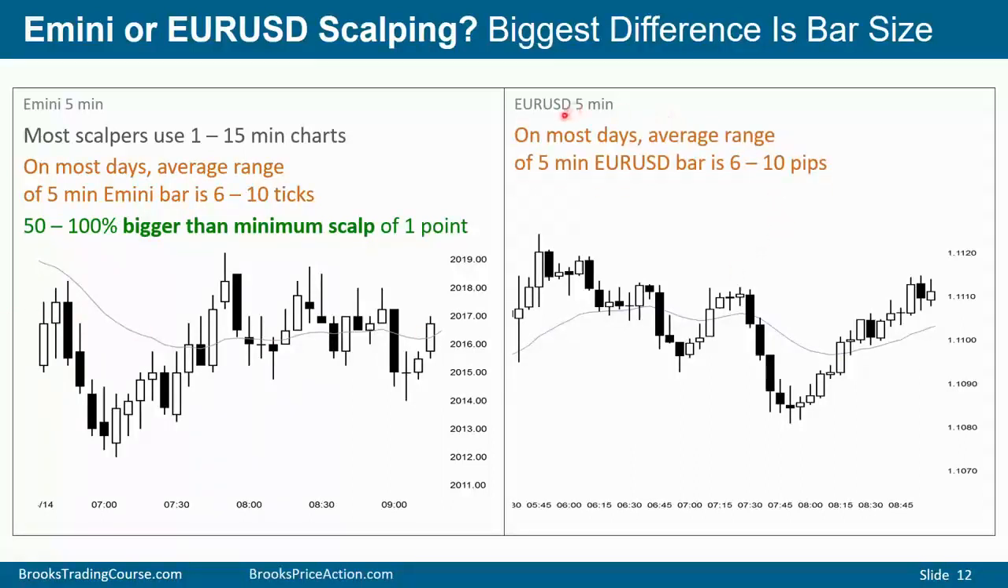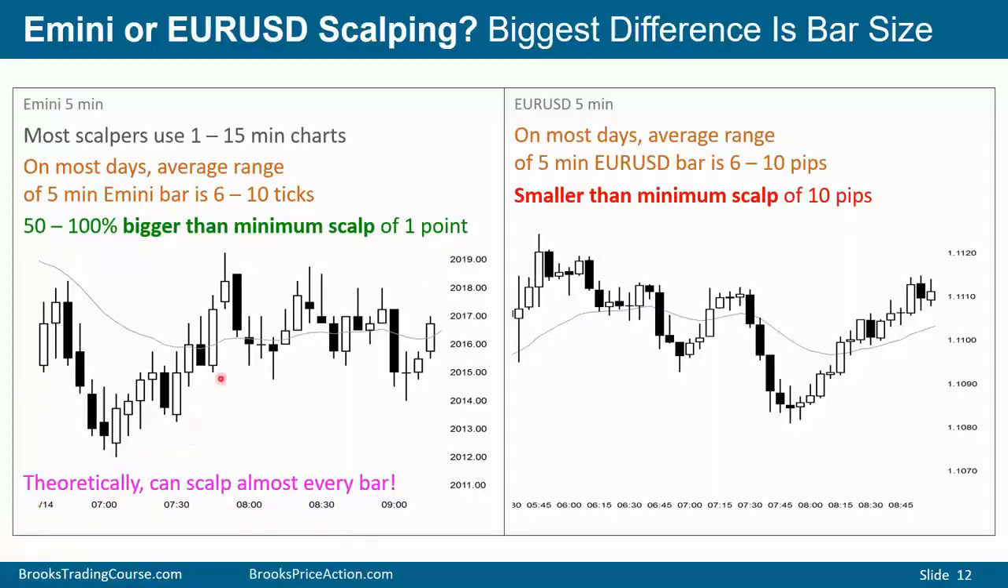In a forex market, the euro versus the dollar 5-minute chart, most of the bars are 6 to 10 pips tall. But the smallest scalp traders should consider is 10 pips, and therefore most of the bars are smaller than the smallest scalp. E-mini, most of the bars are bigger than the smallest scalp. That is critical.